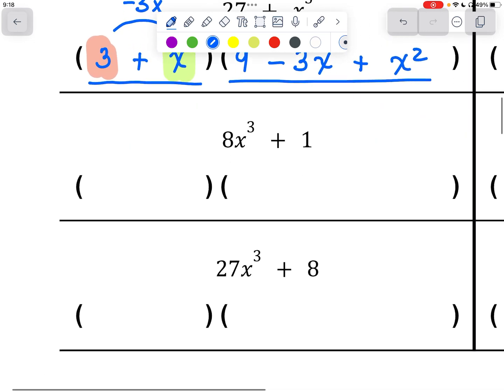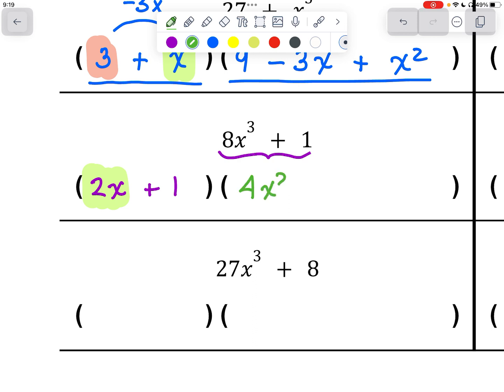Let's try another one. Recognize it as the sum of two cubes. The first factor comes from the cube root of both of those, so it's 2x. Keep your sign, plus 1. Second factor comes from the first. So we take the first term and we square it, 4x squared. We're going to take these two and multiply them together and take the opposite sign, minus 2x, and then we square the last term, plus 1. And that's it. And that's as far as you can factor those.